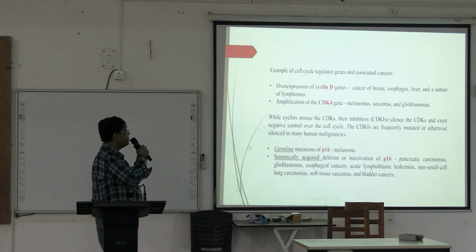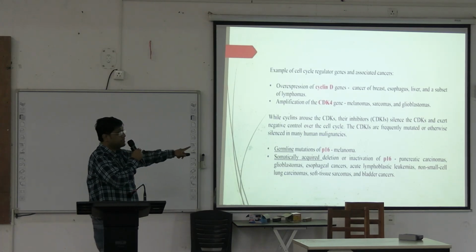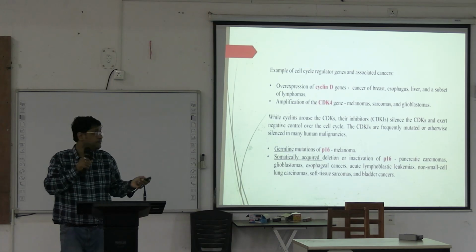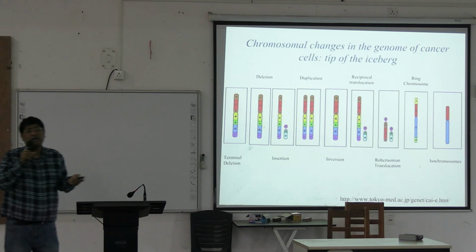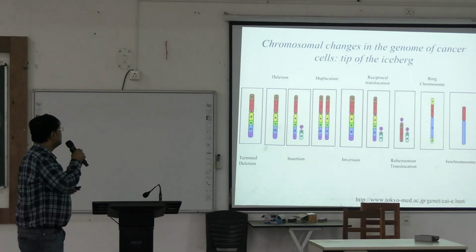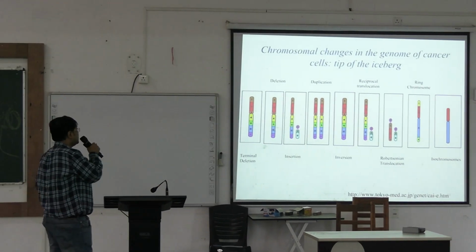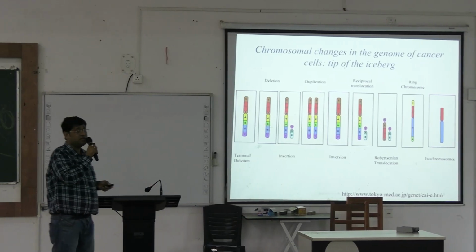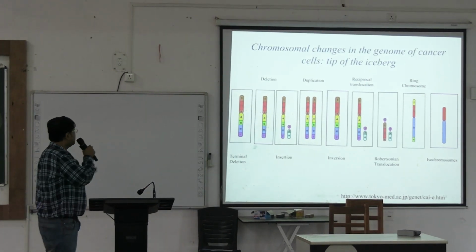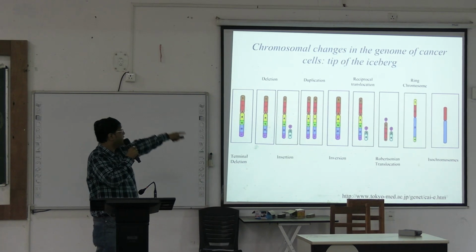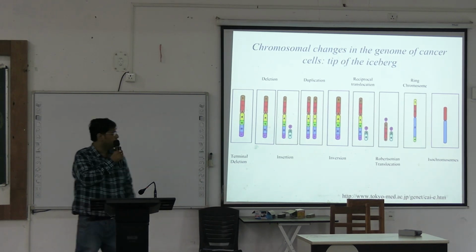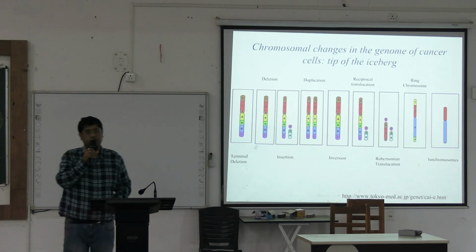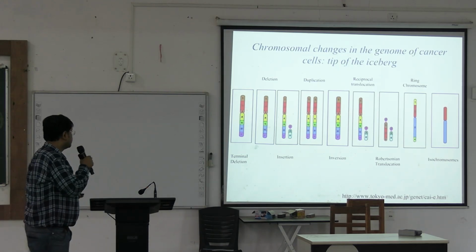Cyclin D, CDK4, P16: I have told you which leads to what. This is just for understanding what the mechanisms are. Chromosomal changes in the genome of cancer cells. What are the mechanisms by which these chromosomal changes happen? Deletion, insertion, duplication, inversion, reciprocal translocation, Robertsonian translocation, ring chromosome formation, and isochromosomes. These are the mechanisms.